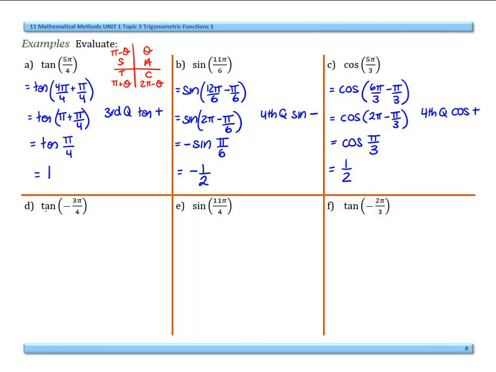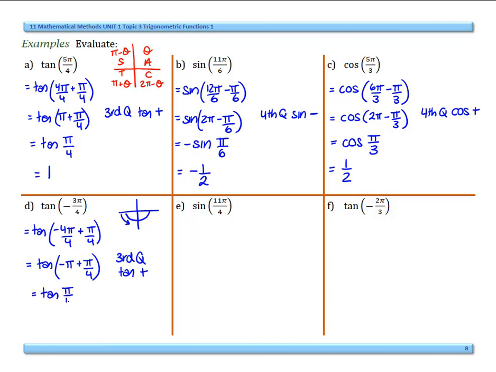Tan of negative 3 pi on 4, I can rewrite as tan of negative 4 pi on 4 plus pi on 4, which is tan of negative pi plus pi on 4. Now, with negatives, I always draw the unit circle. We're going around to negative pi, and then we're coming back in the positive direction. So we are in our third quadrant. Tan is positive, so this can be rewritten as tan of pi on 4. Tan of pi on 4 is 1.